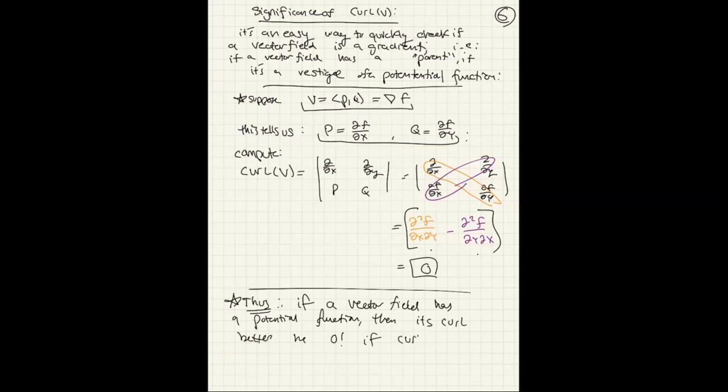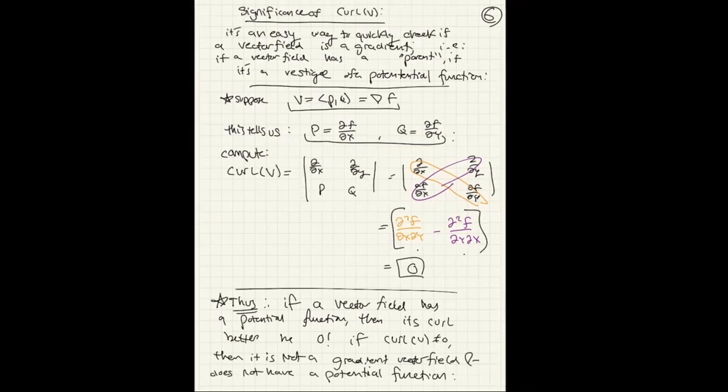If the curl of v is not 0, then it does not have a parent. So then it is not a gradient vector field, and does not have a potential function. Okay, so I'll write that rule.